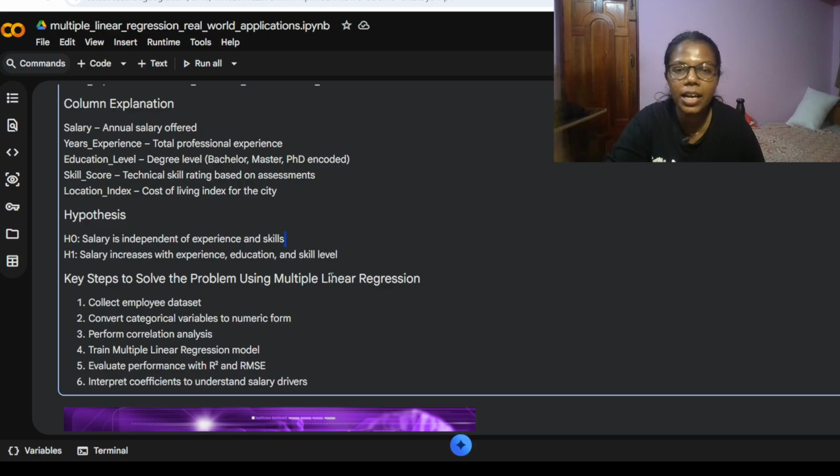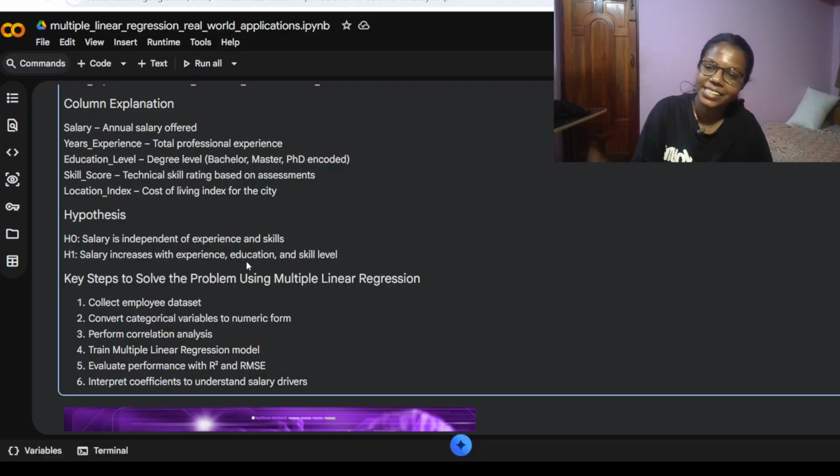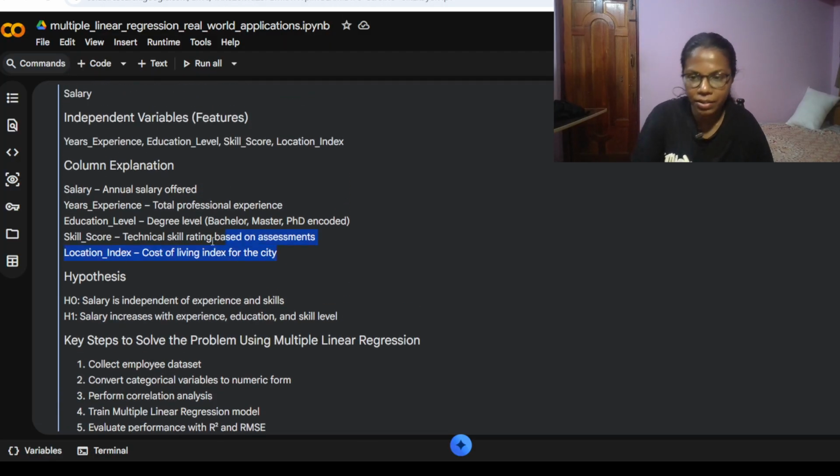Specifically, what could be the null hypothesis? It is going to be that salary is independent of experience and skills. We do have these many features, right? So the null hypothesis always works in this way: salary is independent of experience and skills, so it has no relationship. Then tell me now what could be the possible alternate hypothesis.